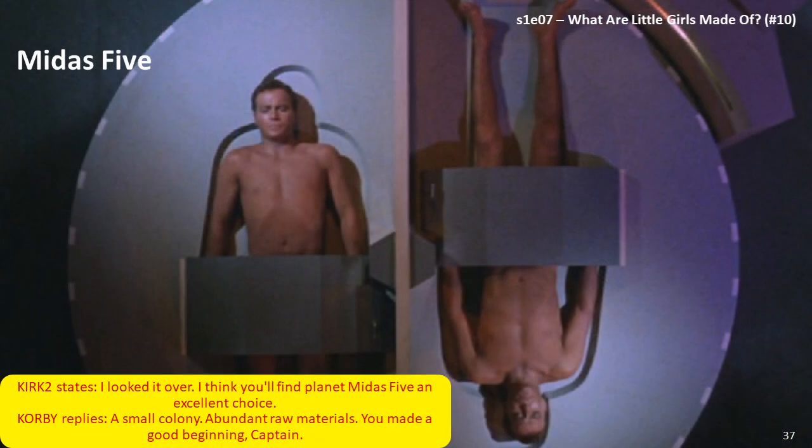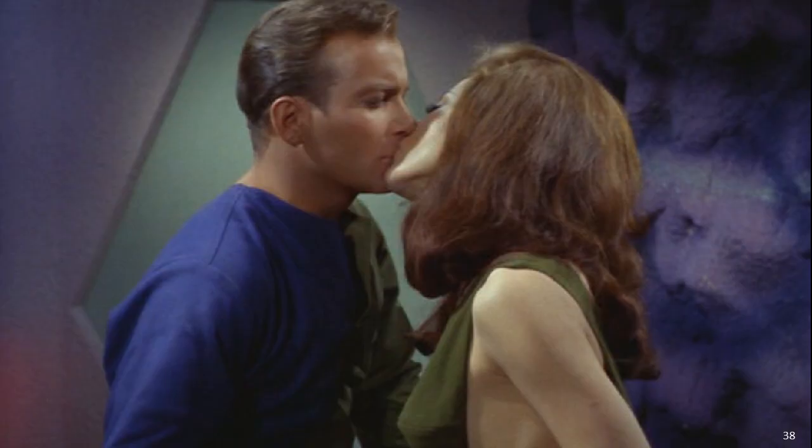We also get another planet which is mentioned, in this case Midas 5, which is a small colony. Very little significant historical information is covered in this episode. We find at least 2 more colony planets, both of which must be Earth colonies. 2 uninhabited planets, which once had civilizations on them, are also mentioned.